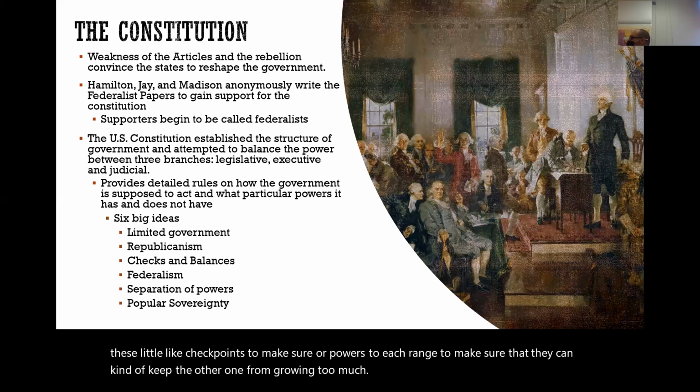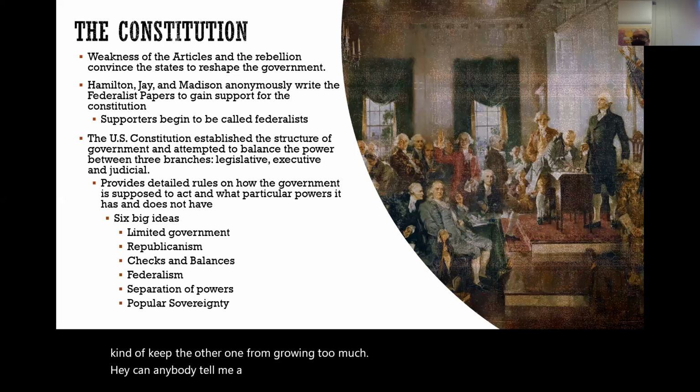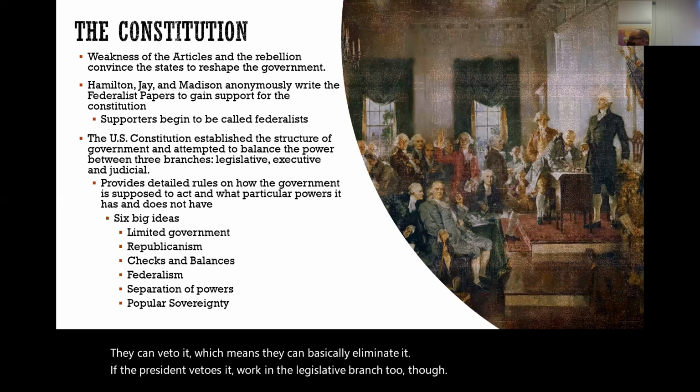Can anybody tell me an example of a check? What can the president do if they don't like a law? There's a V word, very important. They can veto it, which means they can basically eliminate it. If the president vetoes it, what can the legislative branch do though? They can override it by a vote.